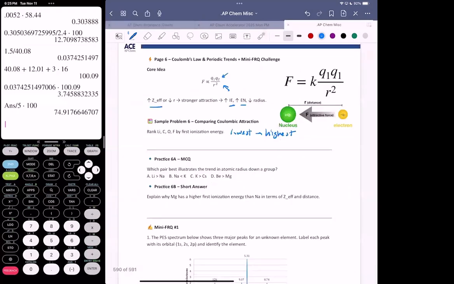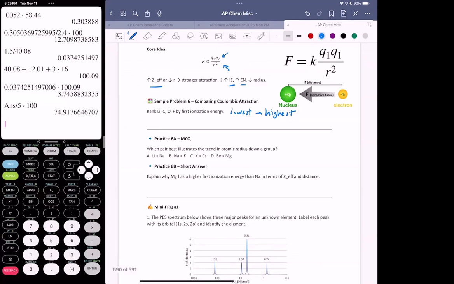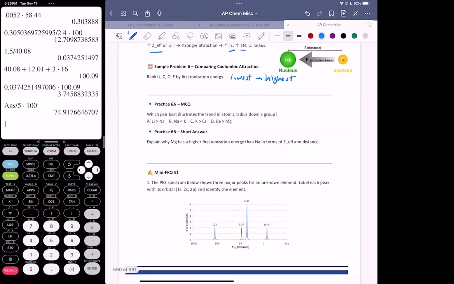Practice 6A. Which pair best illustrates the trend in atomic radius down a group? As we go down a group, radius increases because we're adding additional energy levels. The valence electrons are further from the nucleus, decreasing the Coulombic attraction.